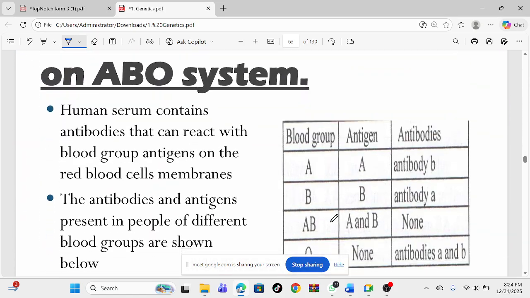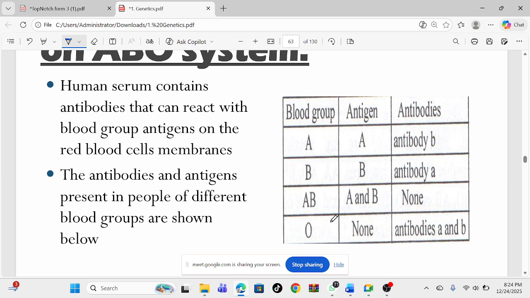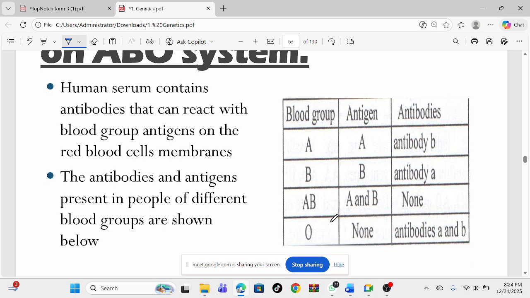So blood transfusion ni ile sasa tunasema nini? Tunasema antibodies ina cause antibody. So the human serum or human blood ina contain kitu inaitwa nini? Antibodies. These antibodies react with blood group antigens in the blood group cell membrane. So the antibodies and antigen present in people of different blood group are shown below.